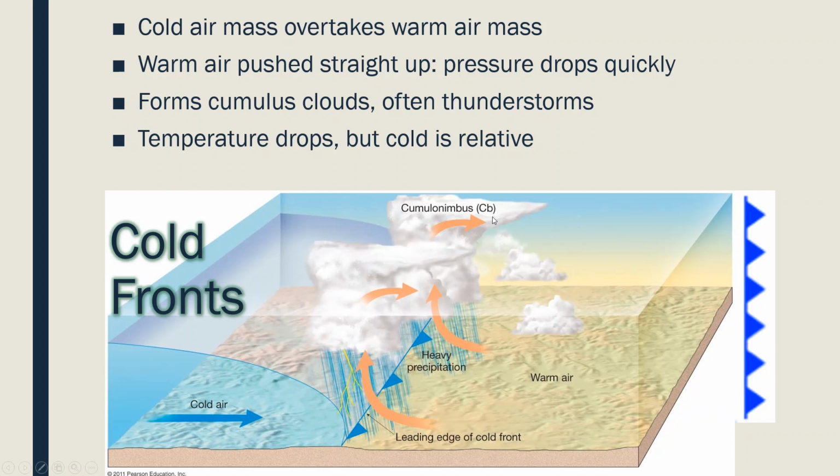It's going to get cooler, but it's not necessarily going to get cold outside. So the front is the boundary between the 2 air masses, not the 2 air masses, it's the boundary between the 2 air masses. And on a map, a cold front is represented by triangles, blue triangles, that are pointing in the direction that the cold air mass is moving.